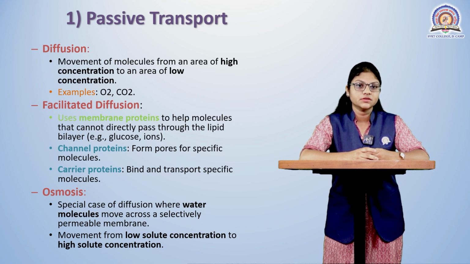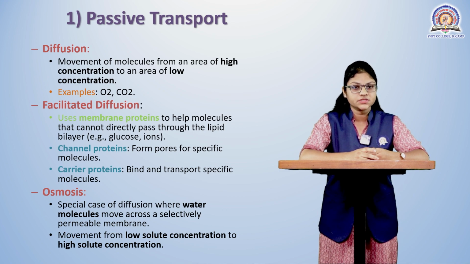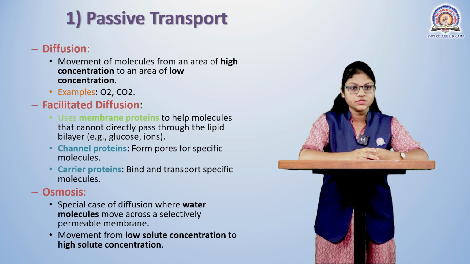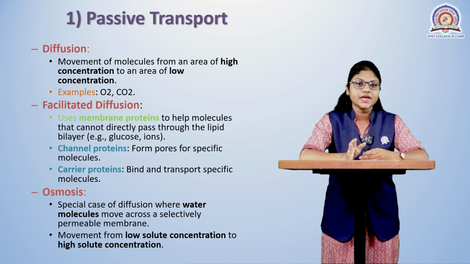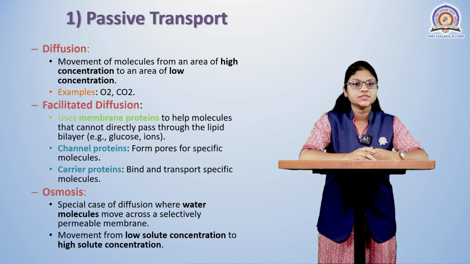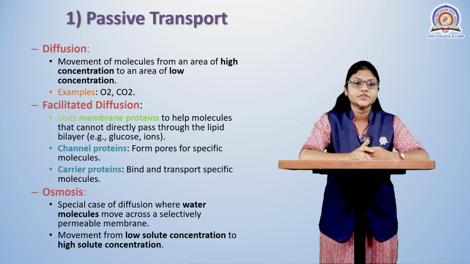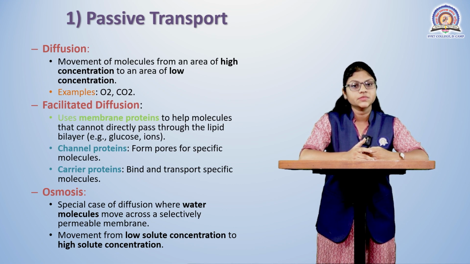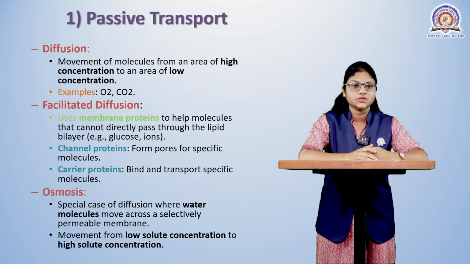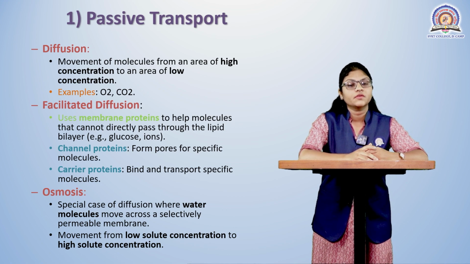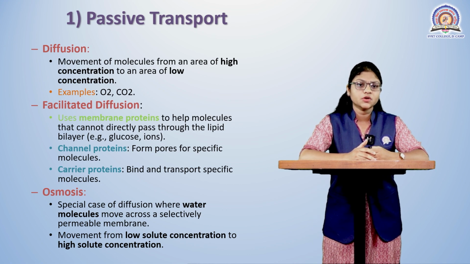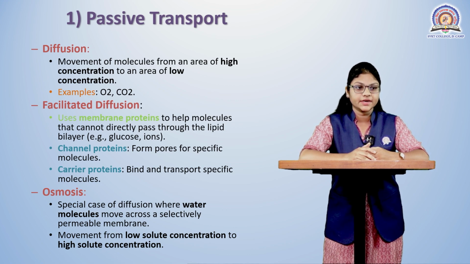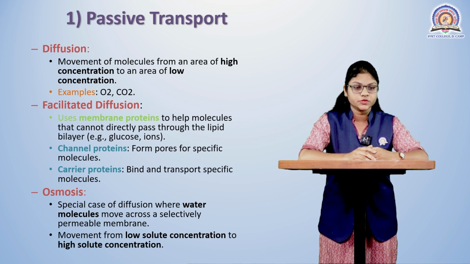In simple diffusion, the movement of molecules occurs from an area of high concentration to an area of low concentration. That means it occurs along the concentration gradient. For example, when the cell has a deficiency of oxygen, the cell takes oxygen from outside the cell. When the concentration of CO2 increases inside the cell, the excess carbon dioxide is expelled outside the cell. This is called simple diffusion.